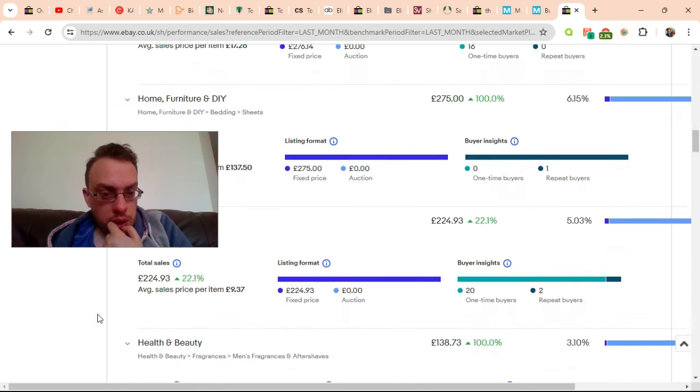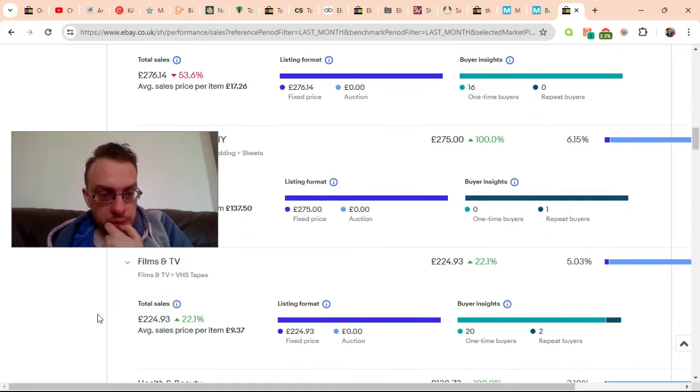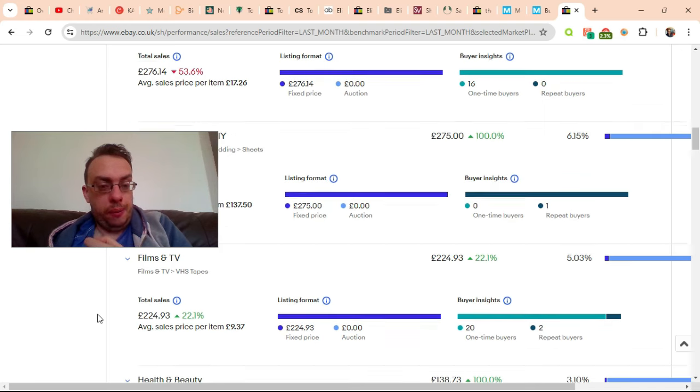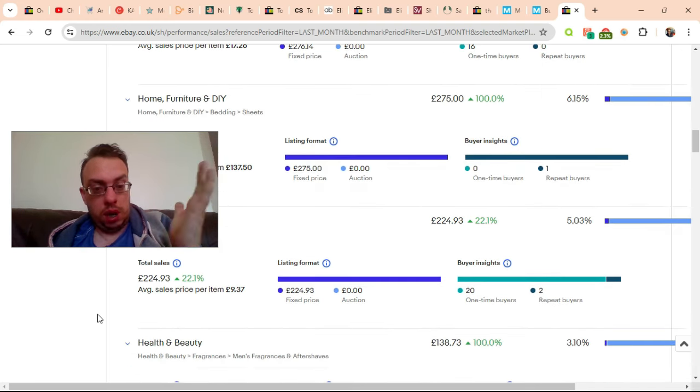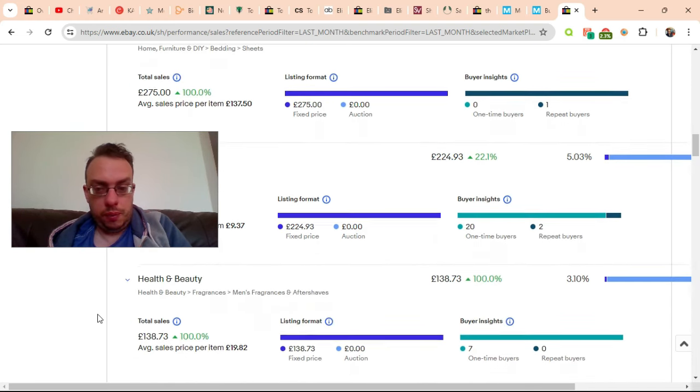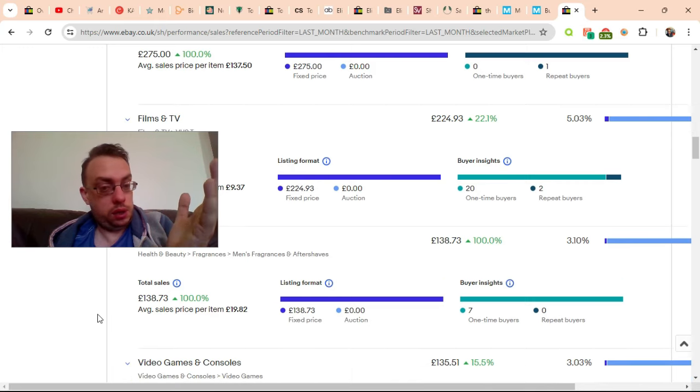Films and TV saw an increase on VHS tapes. I picked up a haul of airplane documentary type videos, and those have been selling through quite well, and that's driven that increase because I listed those straight away. As we said, health and beauty, I've seen 100% increase because I didn't list in it before, and now I do.